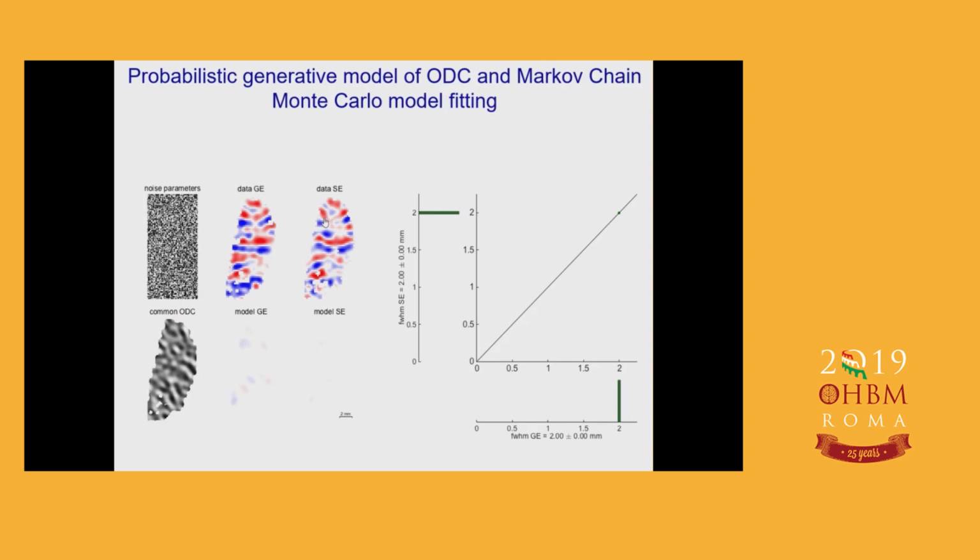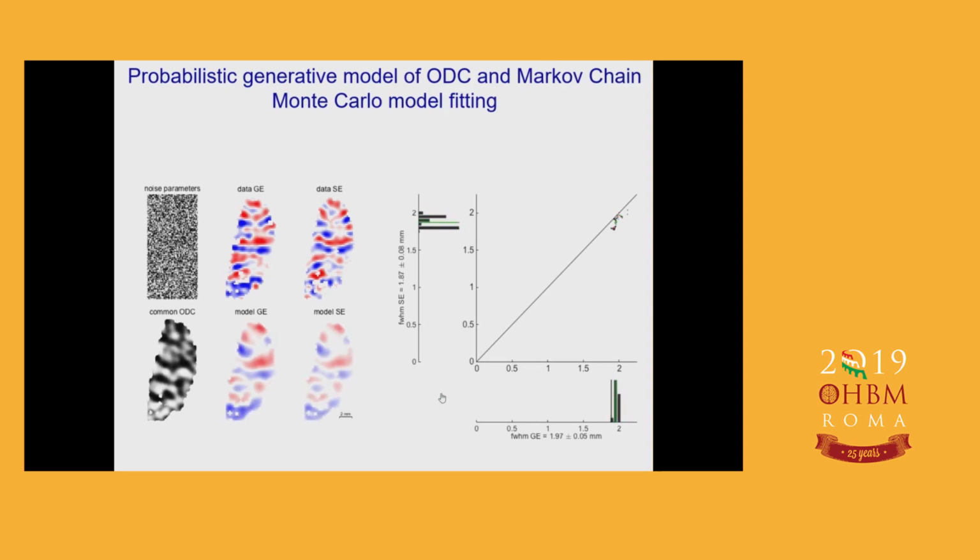On top here, we see two differential ocular dominance responses with gradient echo and spin echo from the same subject. On the left is a noise pattern, iteration by iteration. Then the common ocular dominance pattern obtained for that iteration. And here we'll see the model gradient echo and spin echo differential map that we want to converge to the data. If it converges to the data, we are in the right direction. And on the right, we will see the point spread function obtained with spin echo fMRI as a function of gradient echo fMRI. We start with 2 millimeters. So let's see how it goes.